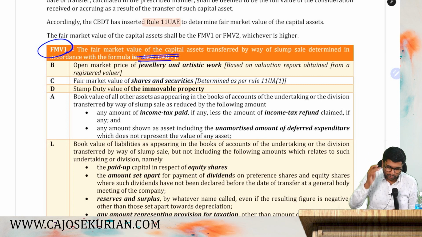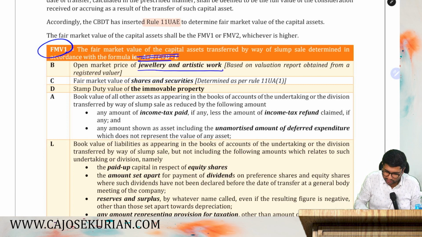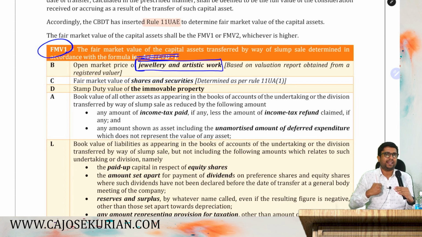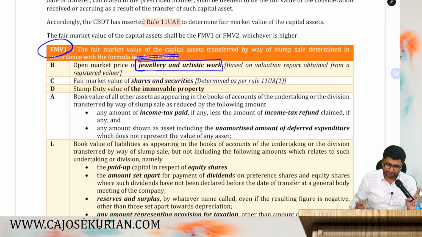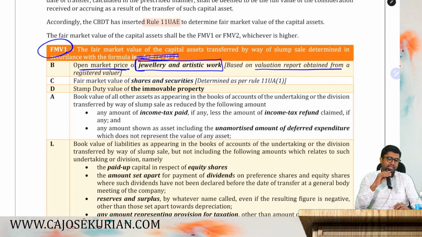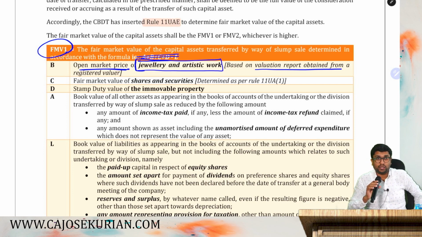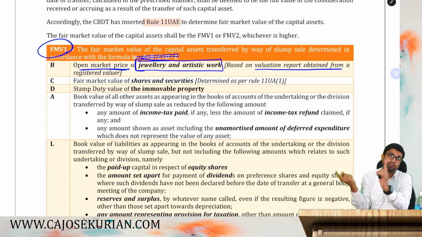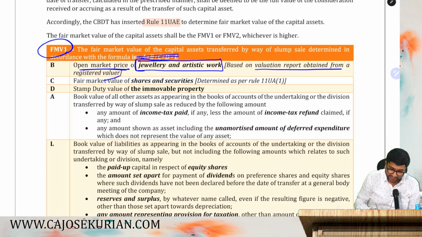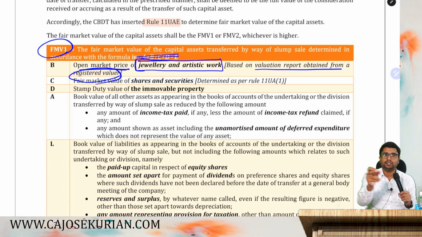So the first thing that you are saying is, if the assets transferred are jewelry or artistic work. Say in my balance sheet, there was some jewelry and artistic work. What should be the value that I have to consider? Based on the valuation report, I should take the open market price, which has to be reported by a registered valuer. I myself cannot value it. I have to bring a report from a registered valuer.